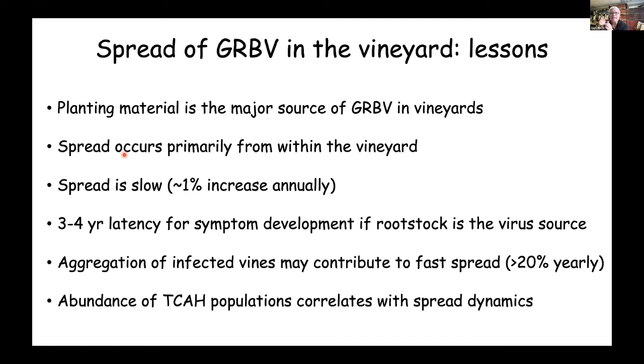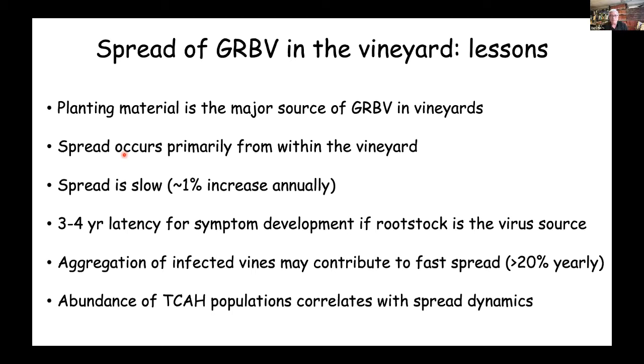And spread is slow, overall speaking, and that's for the majority of the vineyards, not only the ones that I showcased to you today, that those that I visited, except when there is a high density of the vector population, and more so when at the beginning of an epidemic, there is an aggregation of diseased vines.